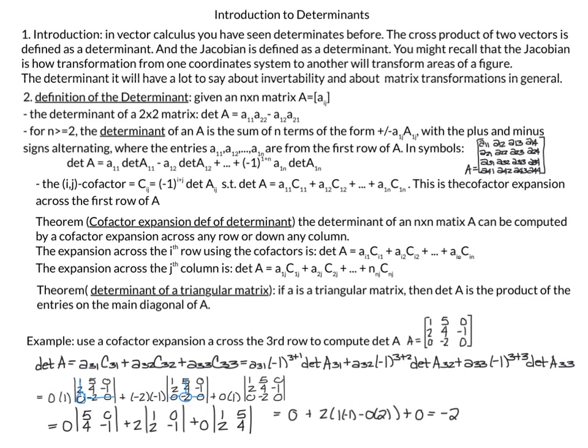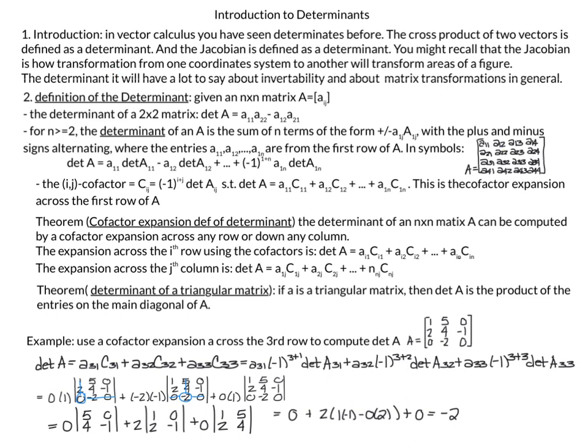So to start with, you may have seen determinants before. If you've done vector calculus, you remember the cross product was defined in terms of a determinant. Also the Jacobian, when you would do integrals, when you changed from one coordinate system, for example the rectangular coordinate system, to either the polar or the spherical or cylindrical coordinate system, you would use the Jacobian because the Jacobian gave you an indication how the transformation from one coordinate system to another would transform areas of a figure.